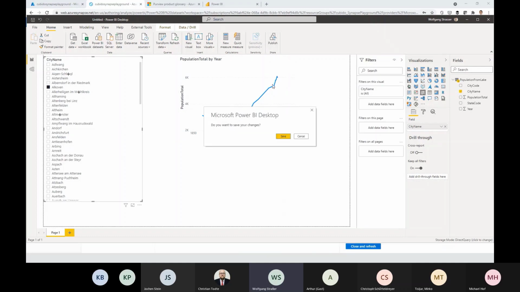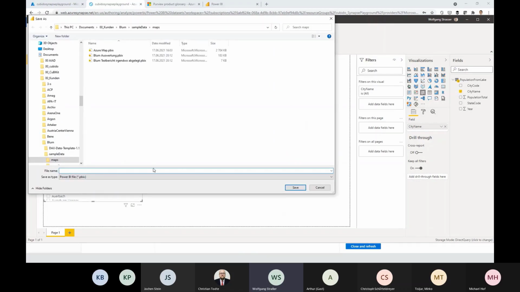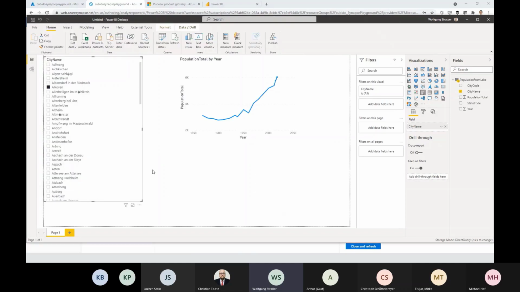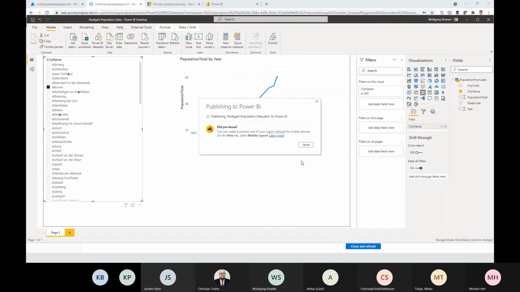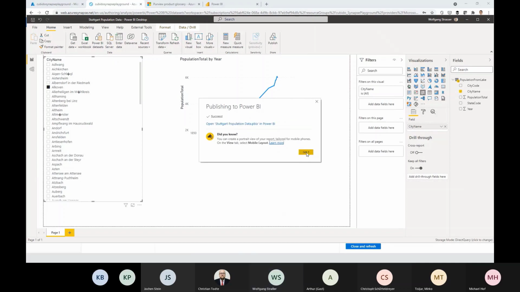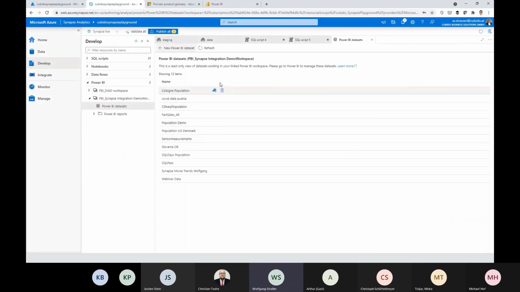And what we can do now is publish that data model, and let's call it the Stuttgart population data. And we publish that one to that synced workspace in Power BI. Publish that one. Got it. Go over here, close and refresh.